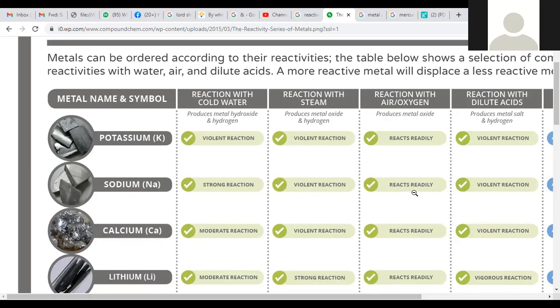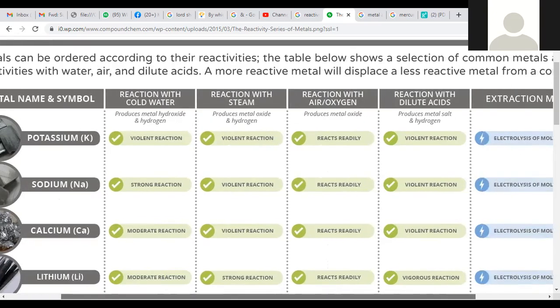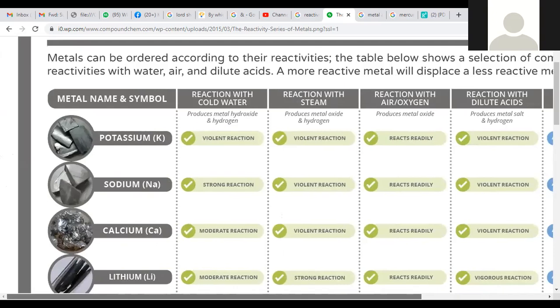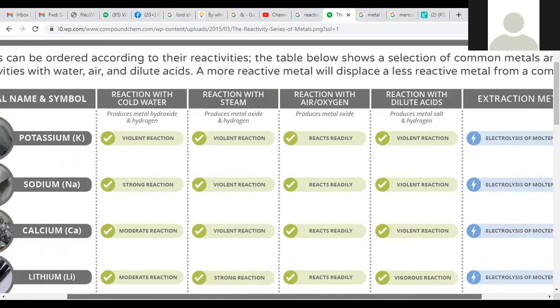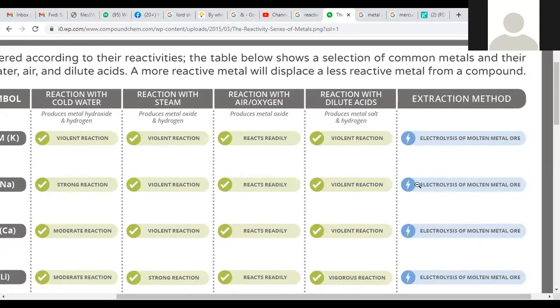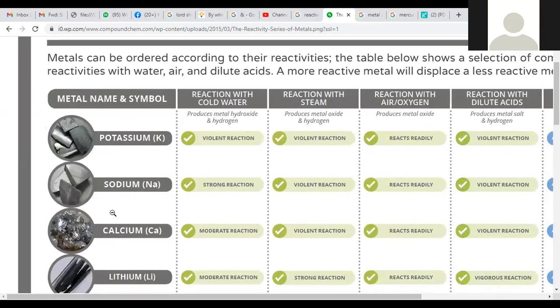And next is about oxygen. Being highly reactive, sodium readily reacts with oxygen, and sodium oxide will be formed. And whenever it is added to dilute acids, again here we can clearly observe they are able to give hydrogen gas, and the corresponding salts will be formed. Again, the reaction is highly spontaneous. And being highly reactive, the electrolysis process can be applied in order to extract it in pure form. This is about sodium.